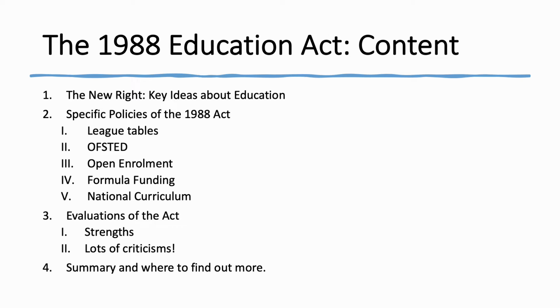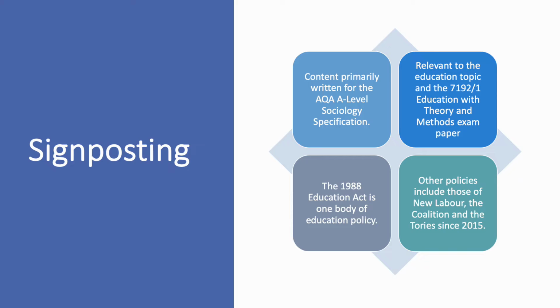And in this presentation we are going to look at the key ideas of the New Right, 5 specific policies and some evaluations. This content has primarily been written for the AQA A-Level Sociology specification, although the content might be more broadly relevant.